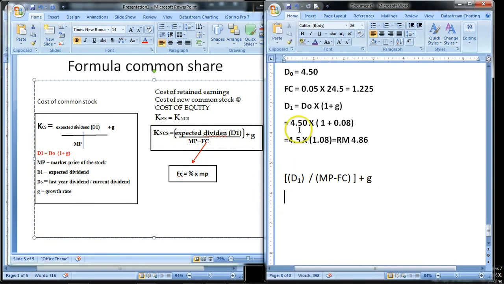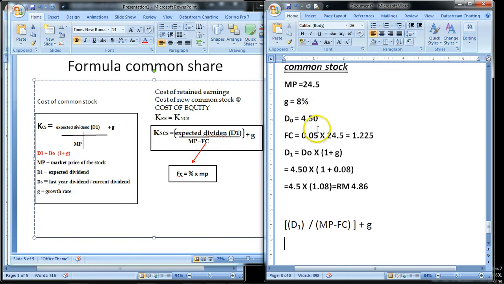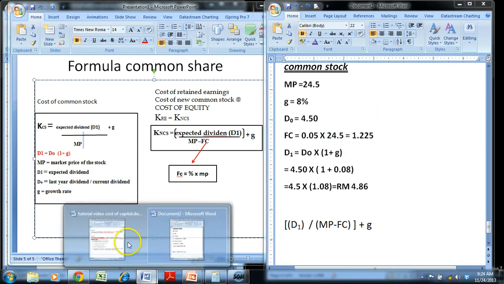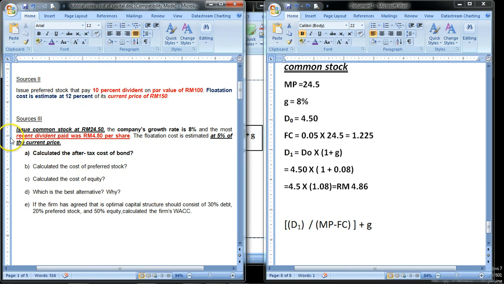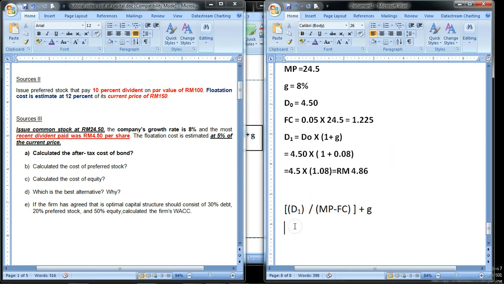So D1, as I told you, no need to calculate, because you have calculated it. D1 is the expected dividend, next year's dividend. Those are terms, alright? And what is D0? Just to remind you: current dividend, last year's dividend, previous dividend, recent dividend. All of that is considered as D0. Okay, thank you.